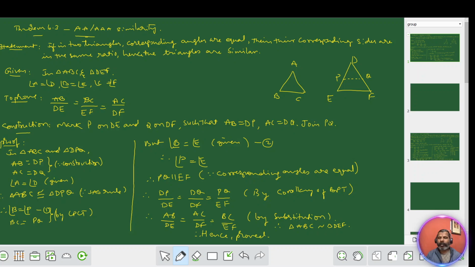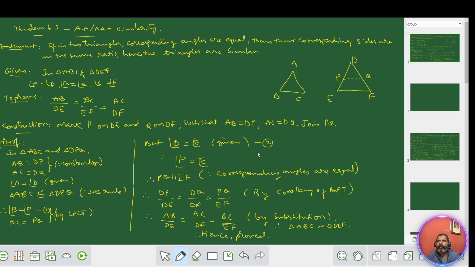Hello students, in this class we will see the AA similarity theorem. AA means angle, two angles. This is also called AAA, triple A similarity for triangles. The statement of this theorem is: if in two triangles corresponding angles are equal, then the corresponding sides are proportional, in the same ratio. Hence the triangles are similar.